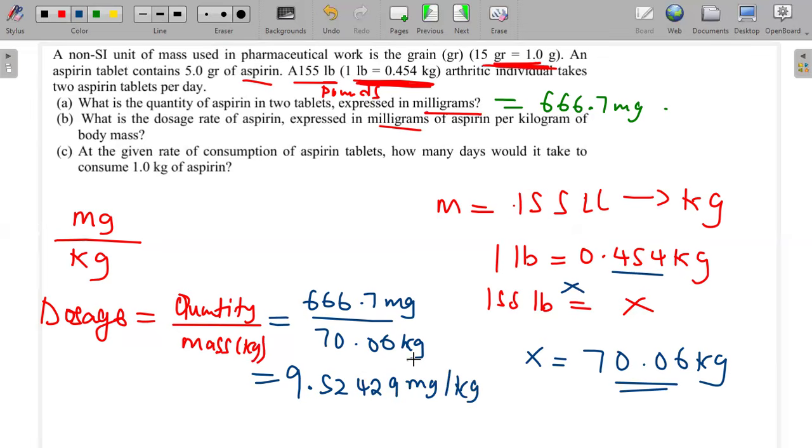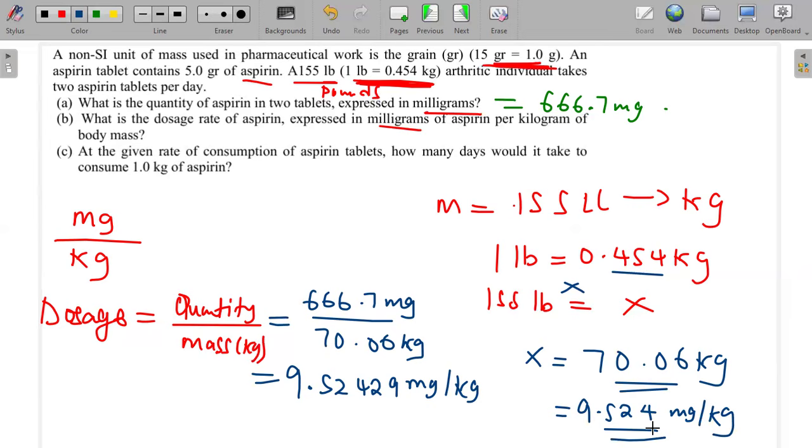To what number of decimal places or significant figures am I going to express it? This one has 4, this one has 4. So I'll round it off to 4. So it will just be 9.524 milligrams per kg. That will be the dosage there. Round it off to 4 significant figures because I'm dividing.